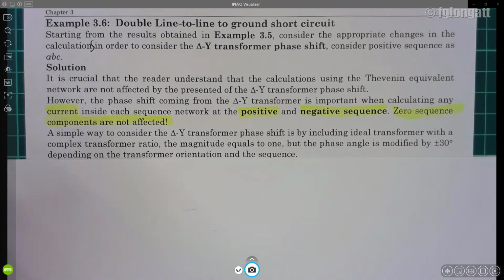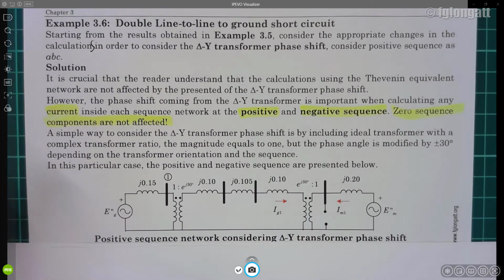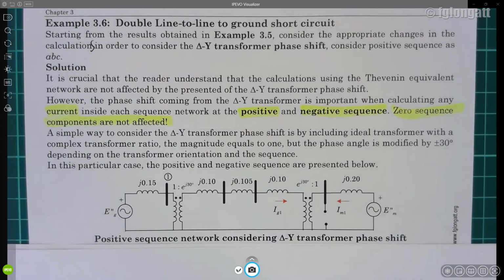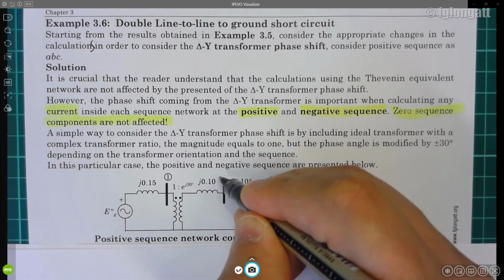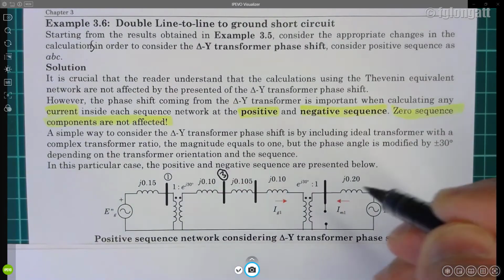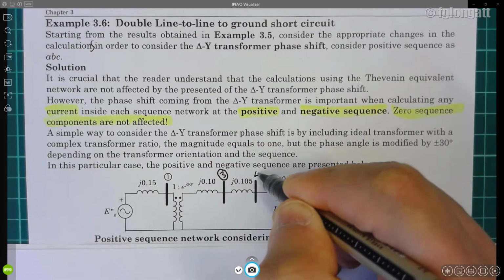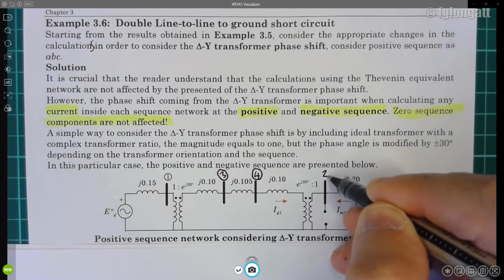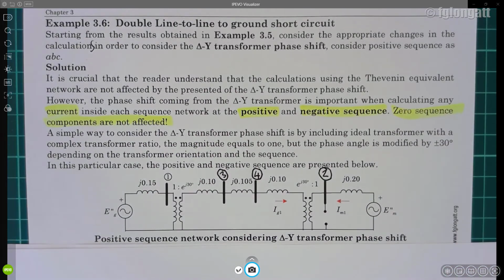All of you must remember that we can include that by making use of a very basic property. As you can see here, I have the system. This is bus bar 1, this is bus bar 3, this is bus bar number 4, and this is bus bar number 2, okay? But coming back to my explanation, if you compare the positive sequence network here with the positive sequence network that I presented in example 3.1, there is a big difference.